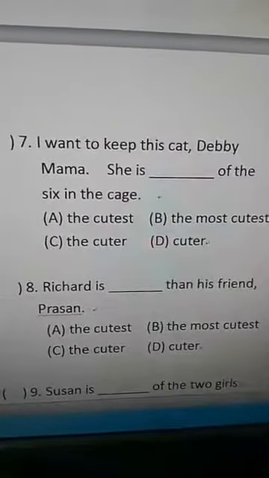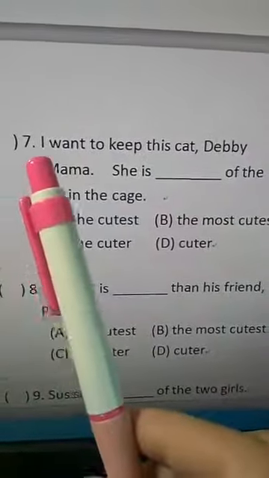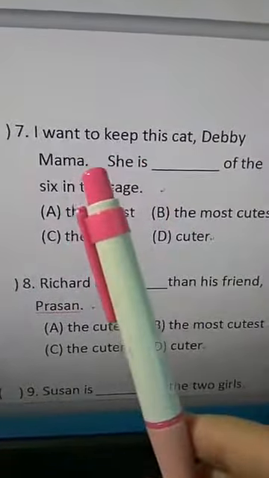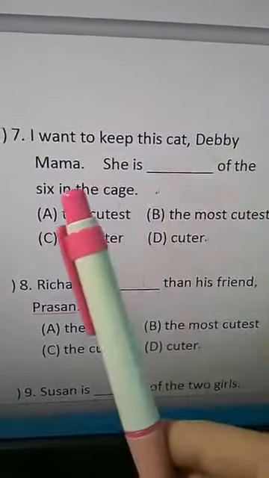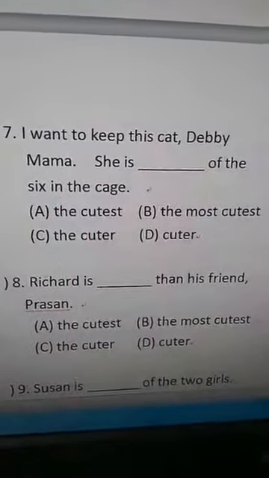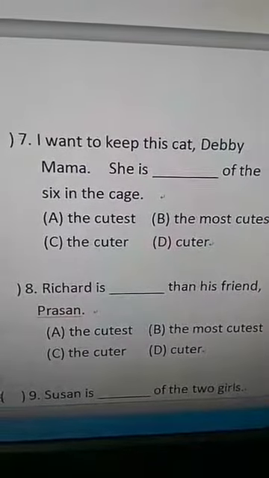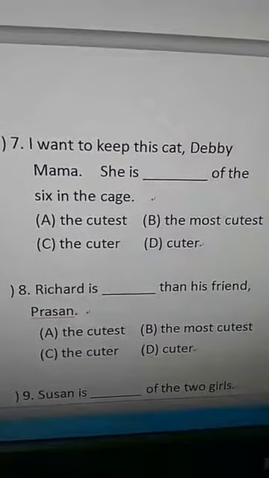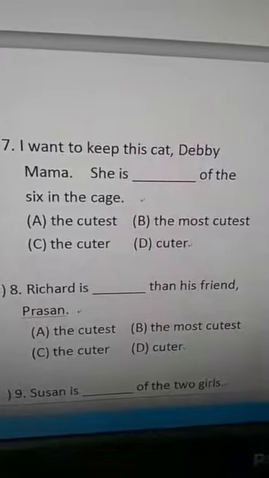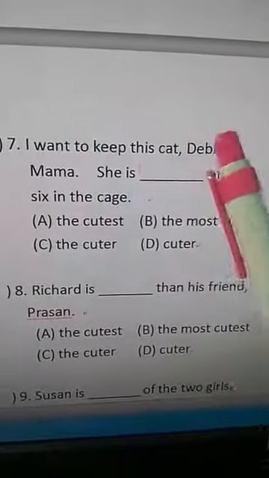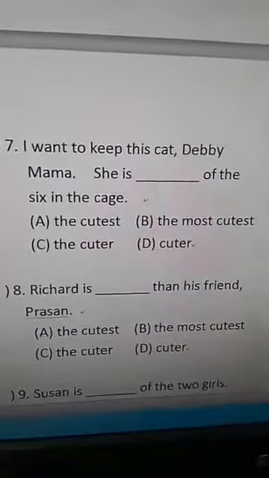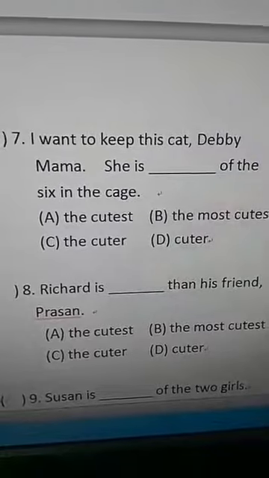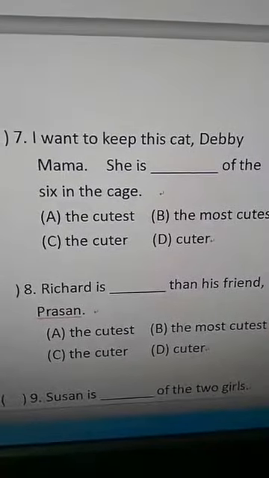Question number 7. Hopefully I can finish this topic quickly. I read the sentence for you guys. I want to keep this cat, Debby Mama. She is blank of the 6 in the cage. Please write down your answer in the comments and think about it on your own first, okay? I want to keep this cat, Debby Mama. Here, she means this cat, not Debby Mama. Debby Mama is not a cat. Debby Mama is a beautiful lady. Debby Mama is so lovely.